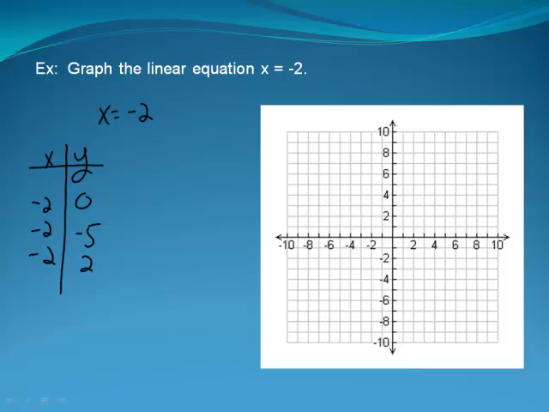All right, so come over here. -2, 0 means 2 to the left and 0 up or down. -2, -5 means 2 to the left and 5 down. And -2, 2 means 2 to the left and 2 up. Notice all those points lie in a straight line. They lie in a vertical line. Pretend like that's straight. And we've got a vertical line at x equals -2.